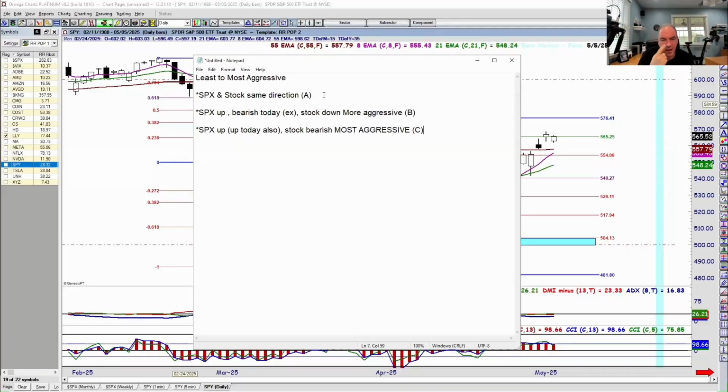And the S&P is up, the general direction is up, and it's up today, and your stock is bearish. That's more aggressive.